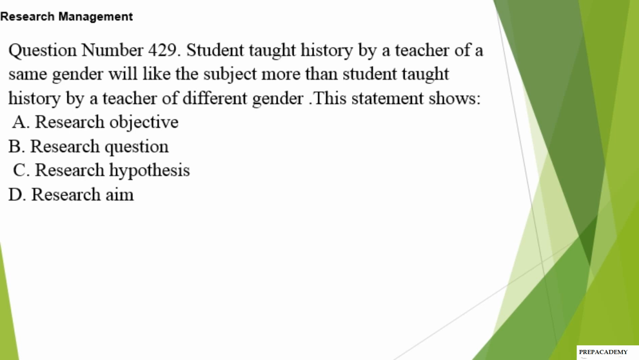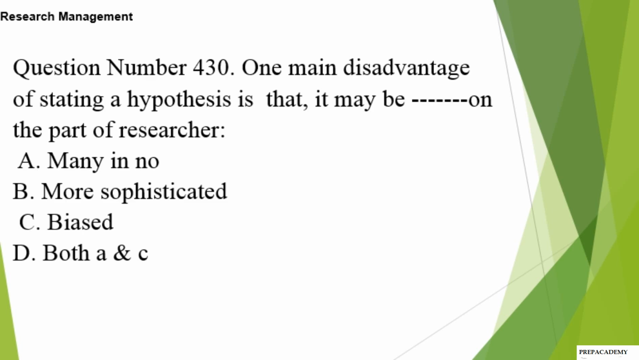Constant. Question number 429. Students taught history by a teacher of the same gender will like the subject more than students taught history by a teacher of different gender. This statement shows A. Research objective, B. Research question, C. Research hypothesis, D. Research aim. The correct answer is option C. Research hypothesis.